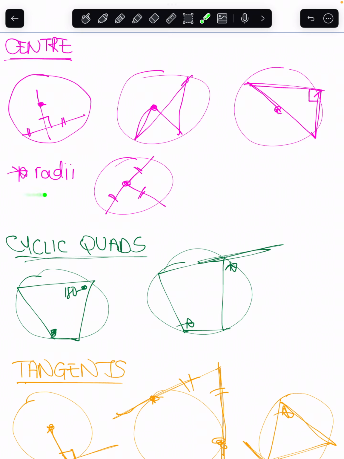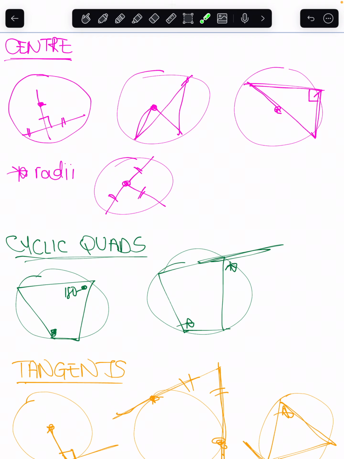And then, of course, very importantly, if you have the center of a circle, then you also potentially have radii. So look for any lines that are starting at the center and ending at the circumference, because then you know you have a radius. And once you have a couple of radii, what's common is that those radii will form part of an isosceles triangle. So those are the things that come to mind for me when a question mentions the center of the circle.